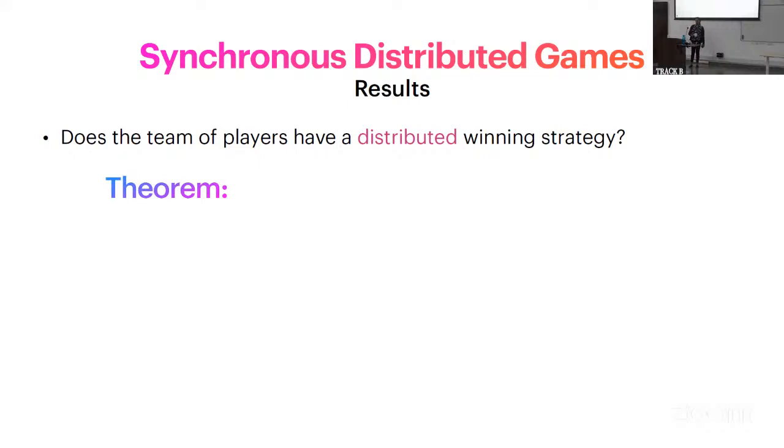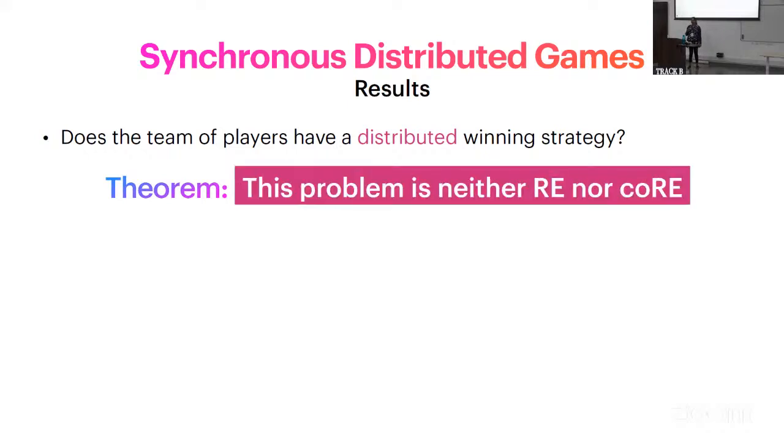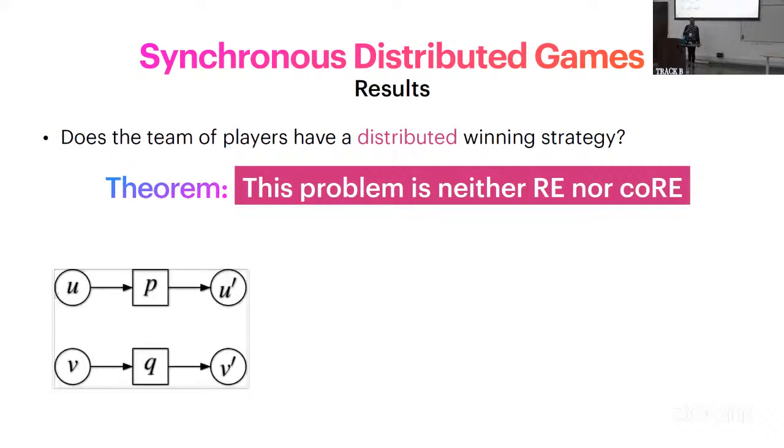Undecidable. So, does the team of players have a distributed winning strategy? This is an undecidable problem. In fact, it is neither RE nor co-RE. This is the only result that I will try to give the proof for. And already this is the case for this very simple architecture with only 2 players. This is the architecture that we saw before. There is no communication between P and Q, but the play proceeds in rounds, as we said before.